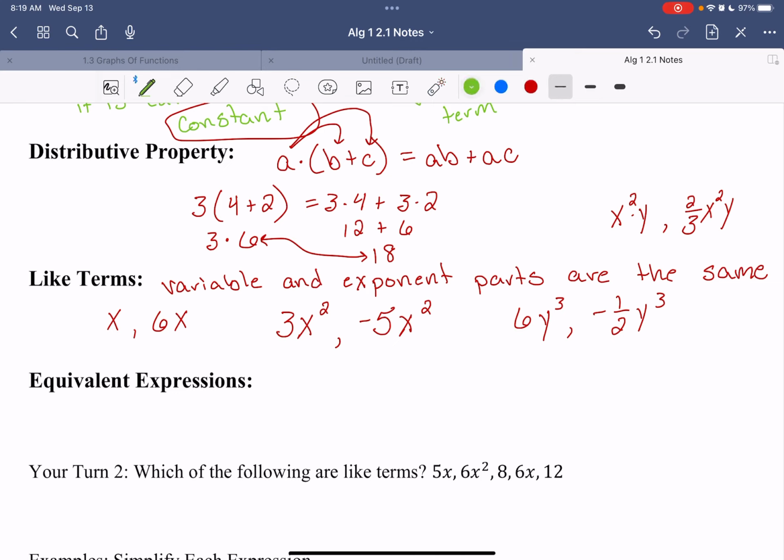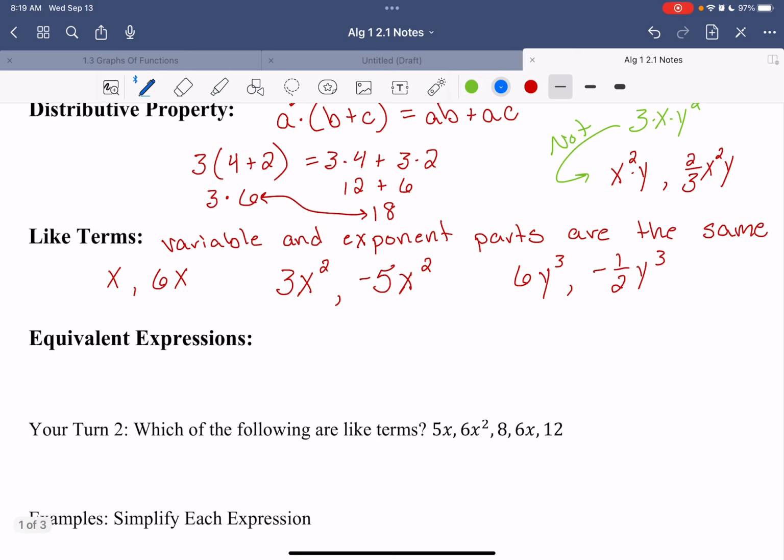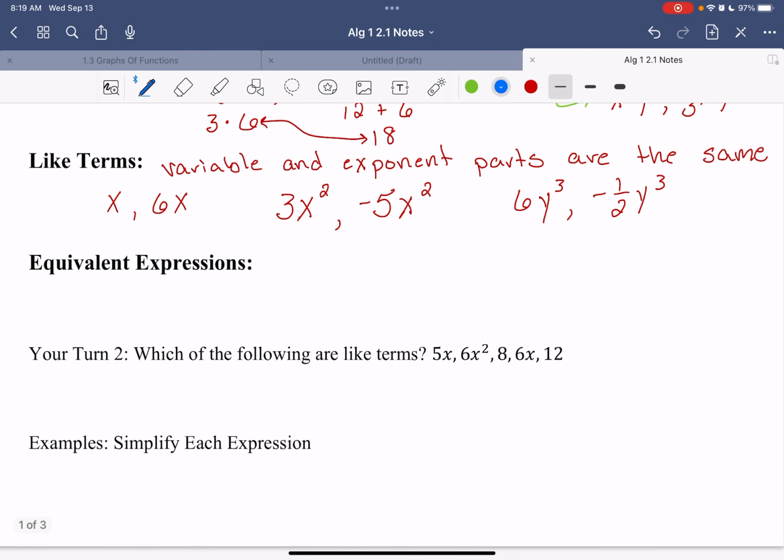Again, the x has to be to the second, and they each have to have a y. Not like terms: if I had x, y to the second, I'll just put a 3 in front, this one is not alike to that one because the variable part's different. The exponent part's different. Okay, so we're going to be spending a lot of this next section looking at like terms because you can only add like terms. Because we're going to be writing what's called equivalent expressions. Equivalent expressions are expressions that have the same value.